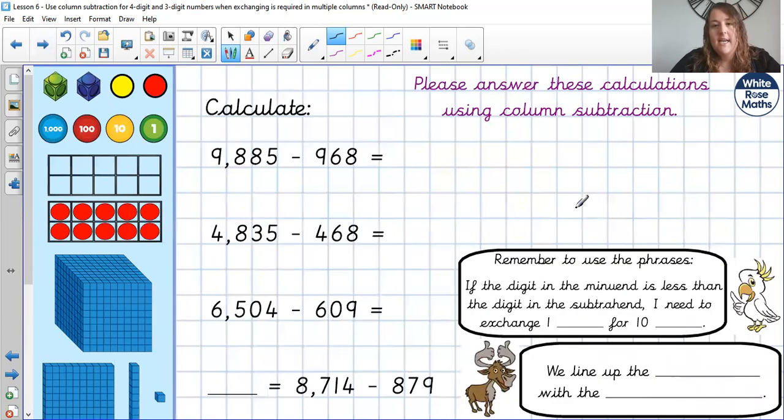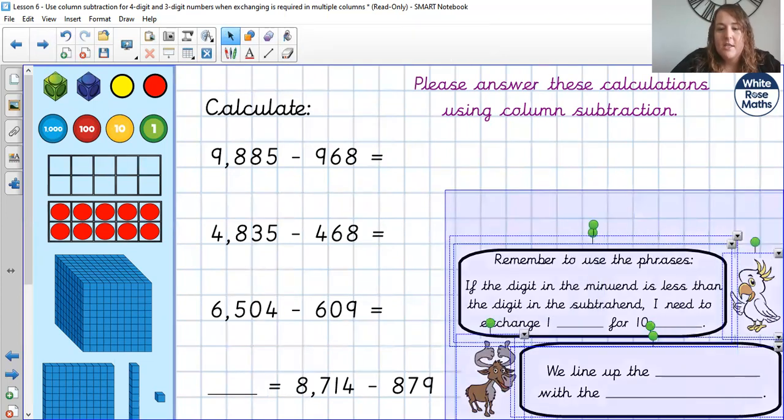Okay, your turn then today. Can you please have a go at calculating these using that column subtraction? They are all 4-digit numbers, take away 3-digit numbers, and just make sure you line them up before you have a go. Good luck. Okay then, let's have a go at these and see if I get the same answers you did.